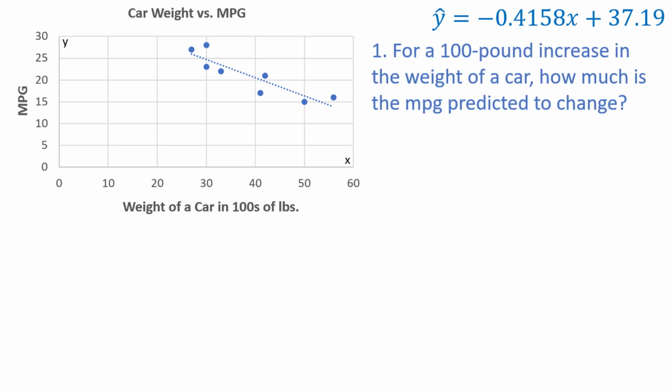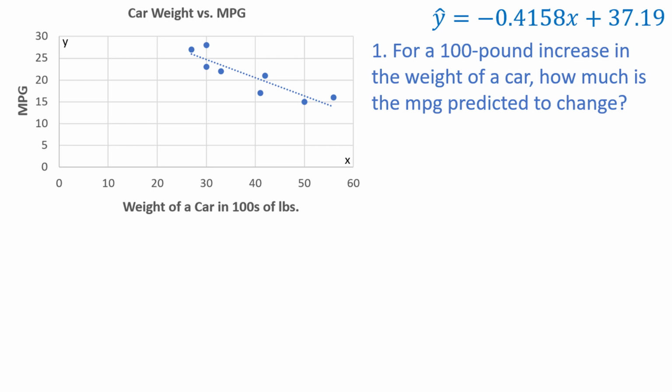For a 100-pound increase in the weight of a car, how much is the miles per gallon predicted to change? This is a fancy way of asking for the slope. For a 1-unit change in x, or a 100-pound increase in the weight of the car, we are asked how much y, the miles per gallon, is predicted to change.